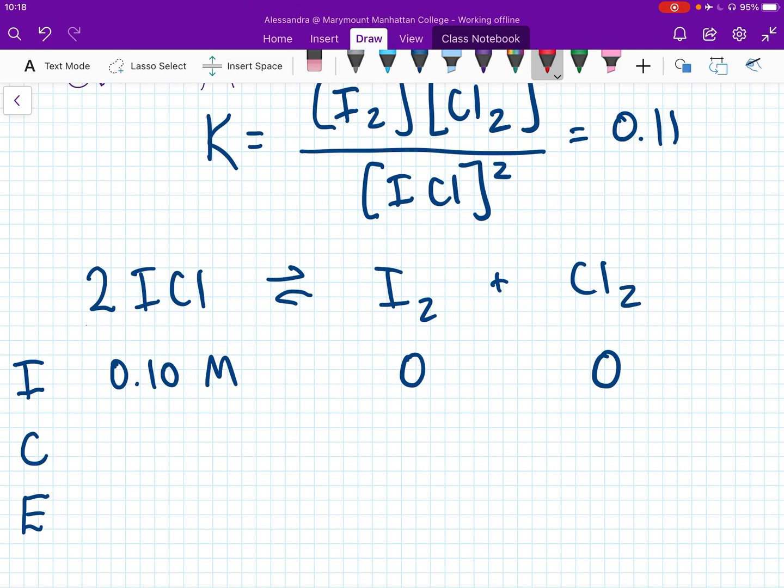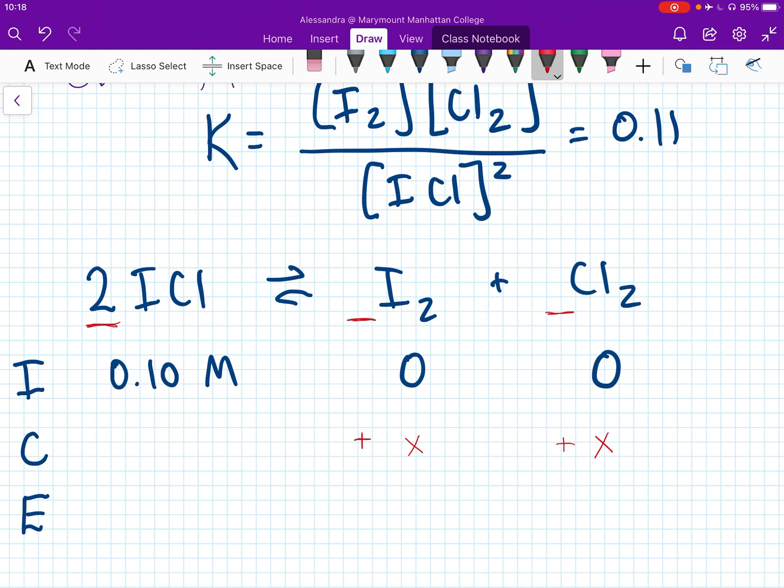So I know that for every 2 moles of ICl that decompose, I'm going to get 1 mole of iodine and 1 mole of chlorine. So in my ICE chart, I don't know what that change is going to be. So I'm going to say, okay, I'm going to be gaining some amount of iodine and some amount of chlorine, and they're going to be equal to each other, right? Because of the molar ratio, they're going to be equal to each other. So I'm going to call both of them x.